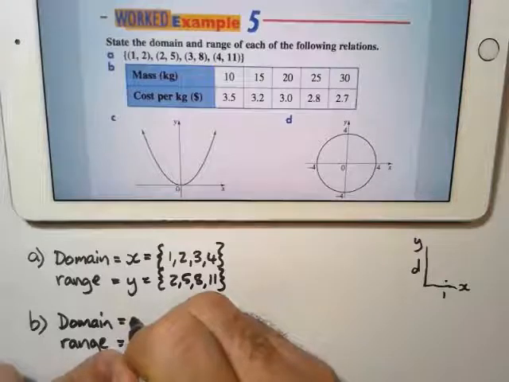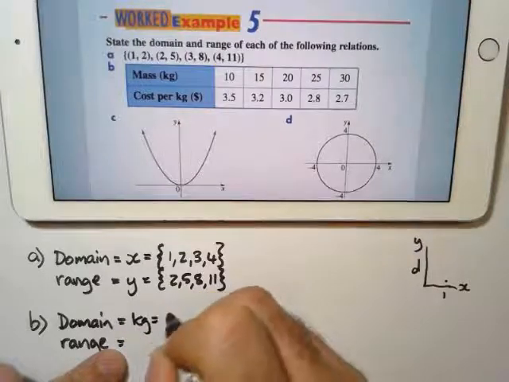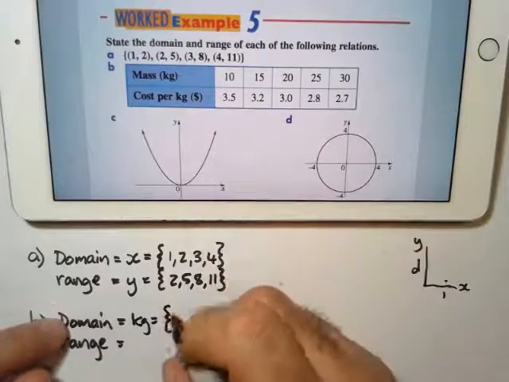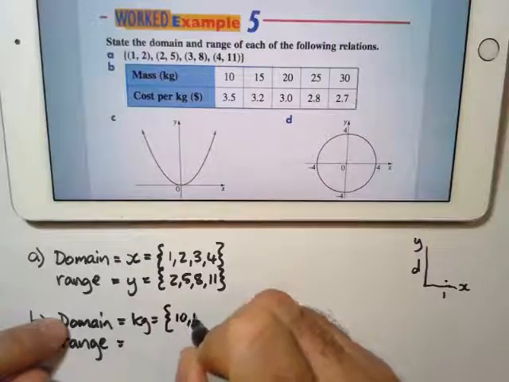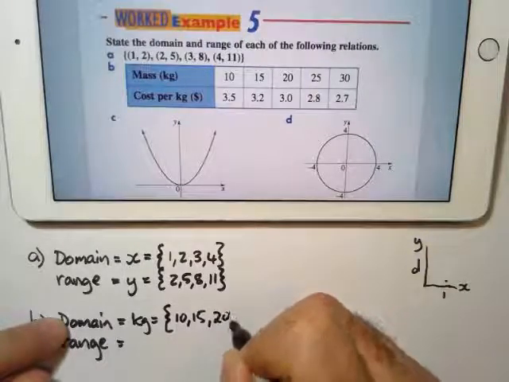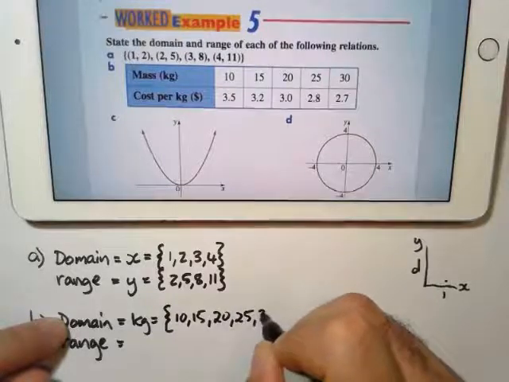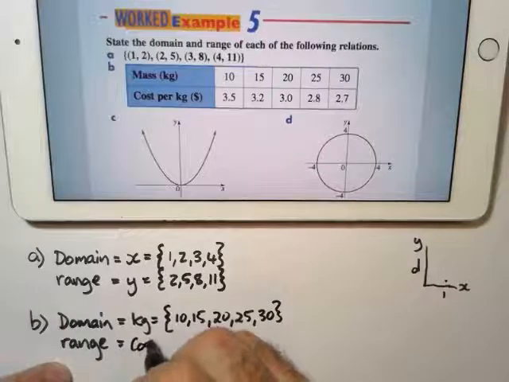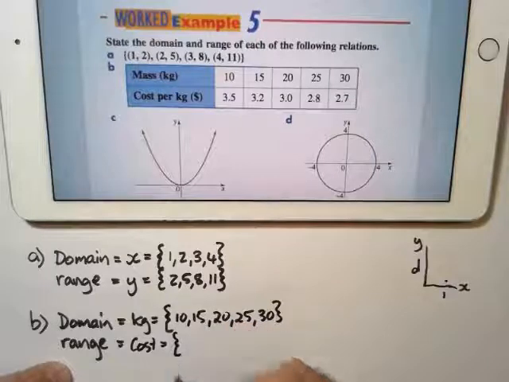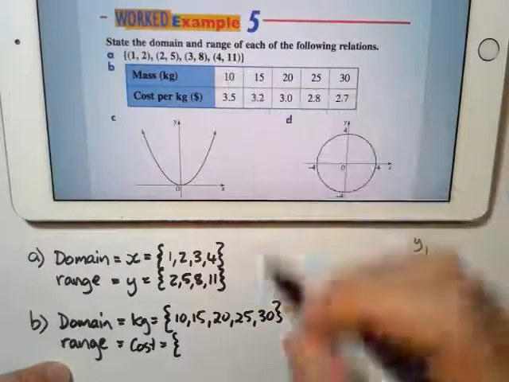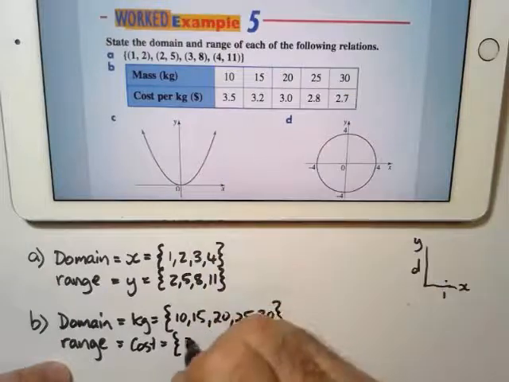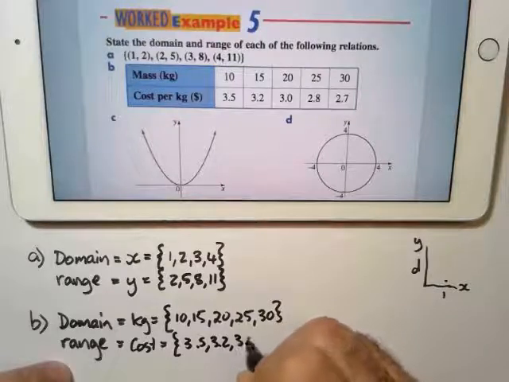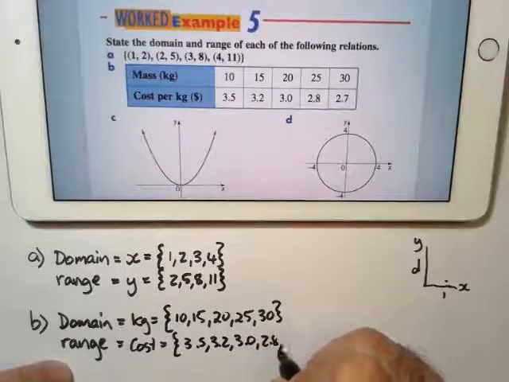The mass, that is your kilograms, equals the domain. It's specific numbers. So the specific numbers equal 10, 15, 20, 25, 30. Your range will be your cost, because that's the dependent value. It depends on what mass I buy, and those values are 3.5, 3.2, 3, 2.8, and 2.7.